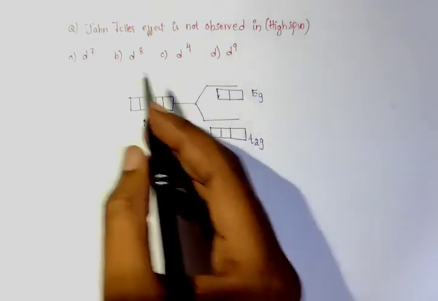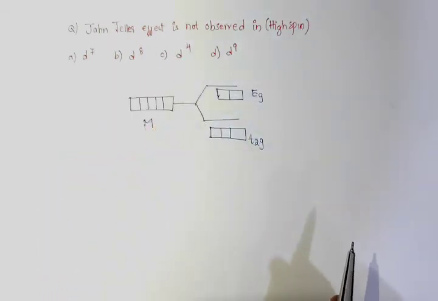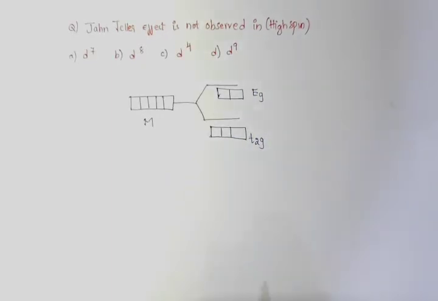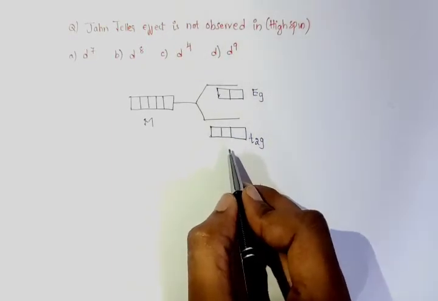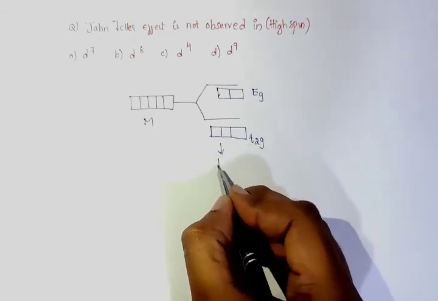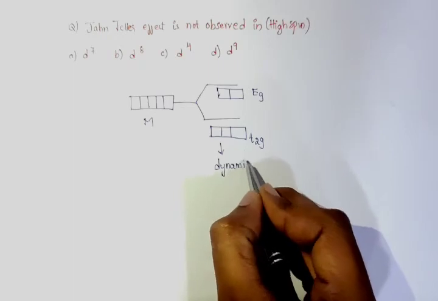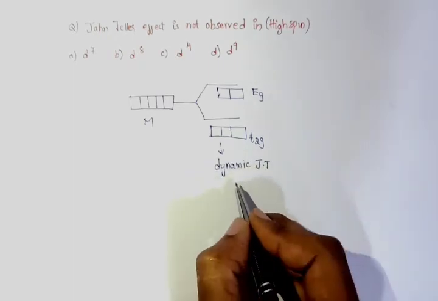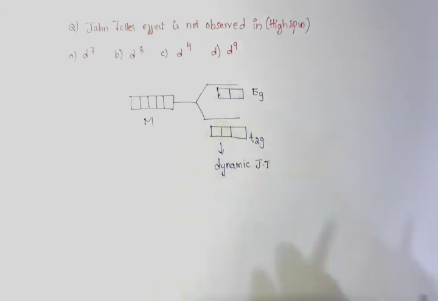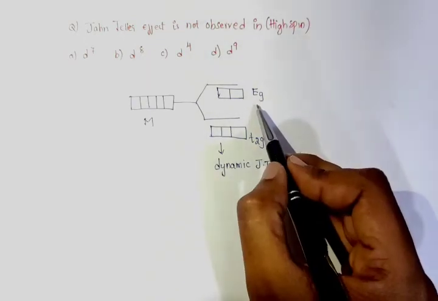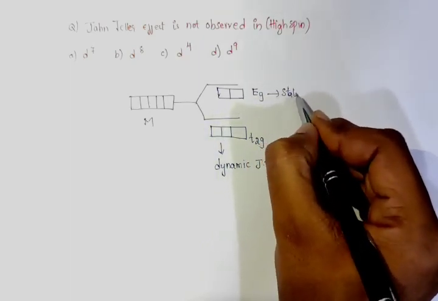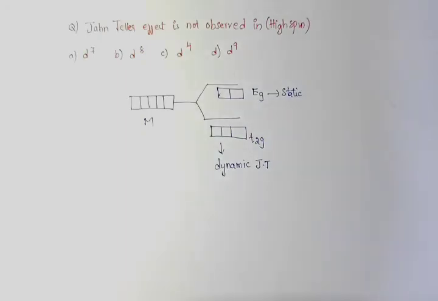So they are asking about the Jahn-Teller effect. What is it basically? Unsymmetrical filling of electrons in t2g as well as eg. If t2g is unsymmetrically filled, then it is called dynamic Jahn-Teller distortion. And if the unsymmetry is in the eg orbitals, then it is called static Jahn-Teller distortion.